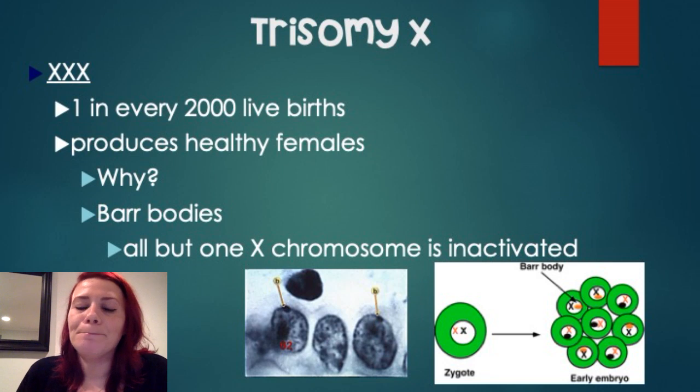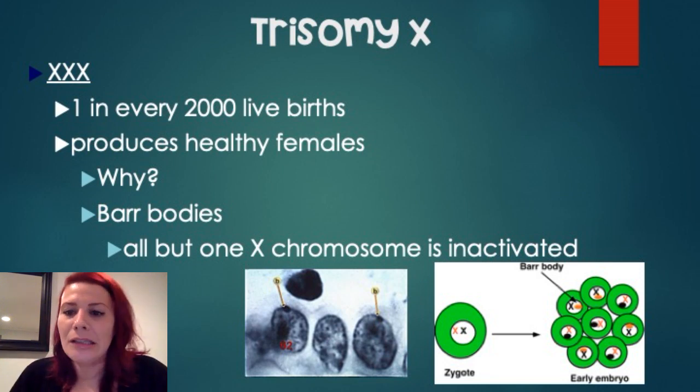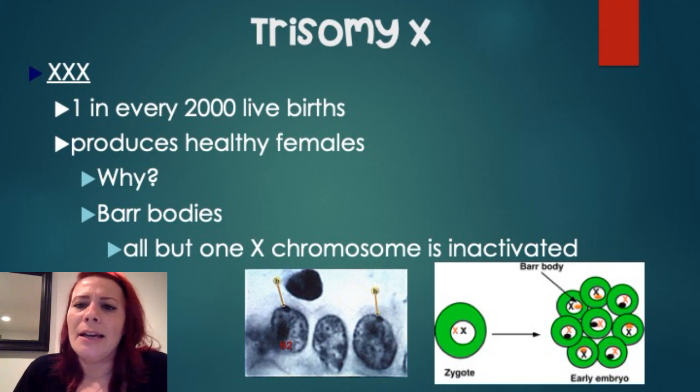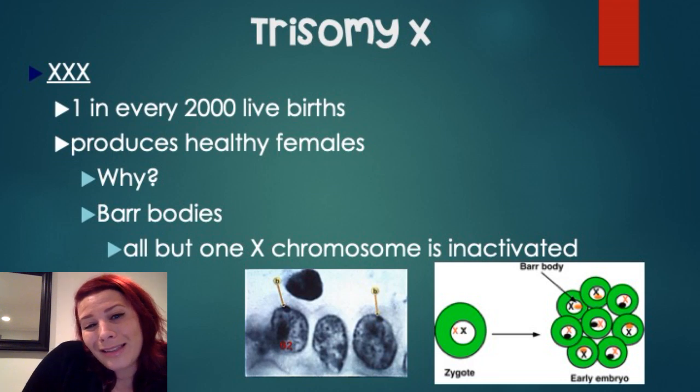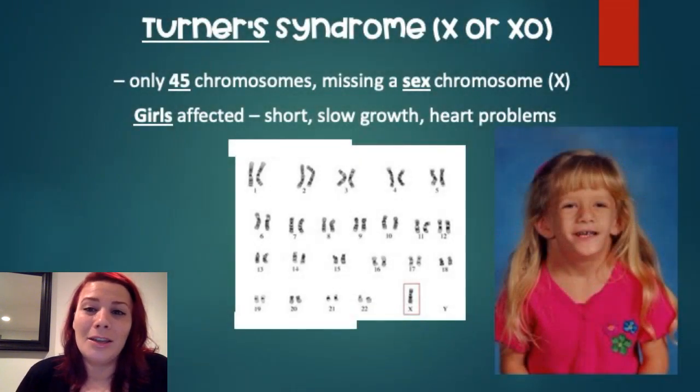Trisomy X, basically 3 X's. So either the sperm or the egg had 2 X's and the other one had 1. Healthy females. I mean, that's kind of a good thing, right? It's not going to be a huge disadvantage.